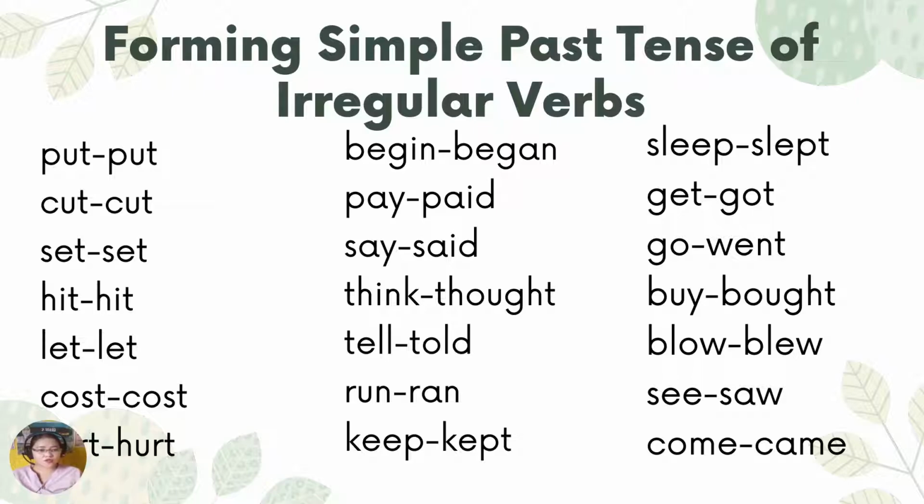In another column, we also have examples of verbs with changed spelling, like sleep, slept, get, got, go, went, buy, bought, blow, blew, see, saw, come, and came.